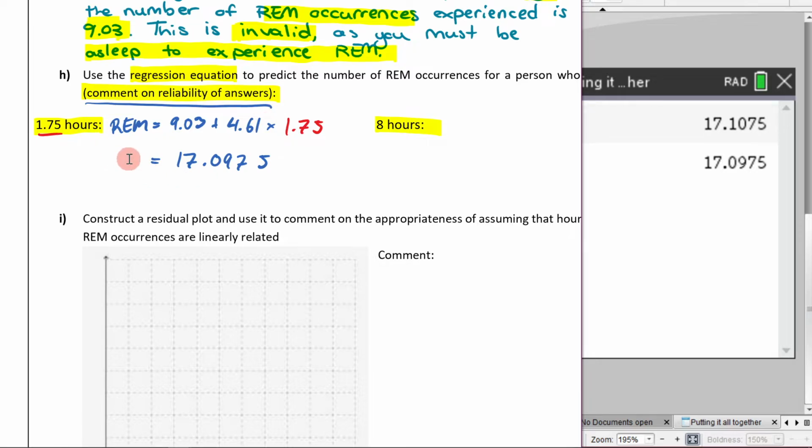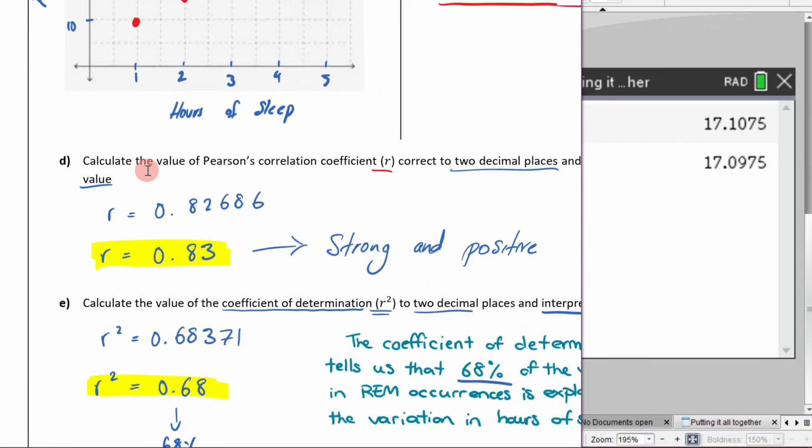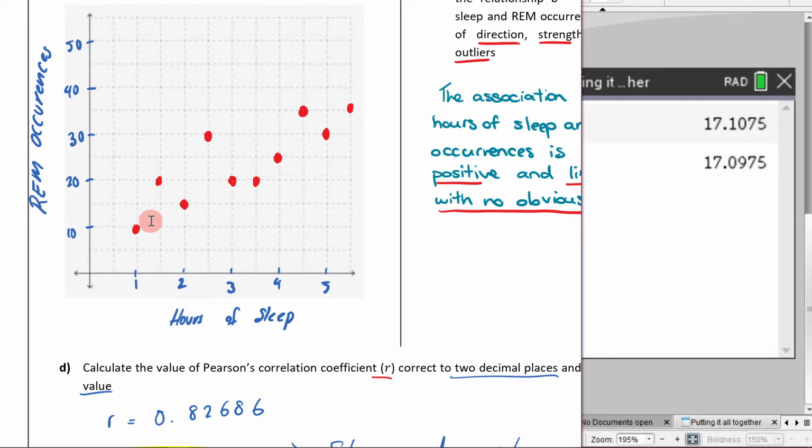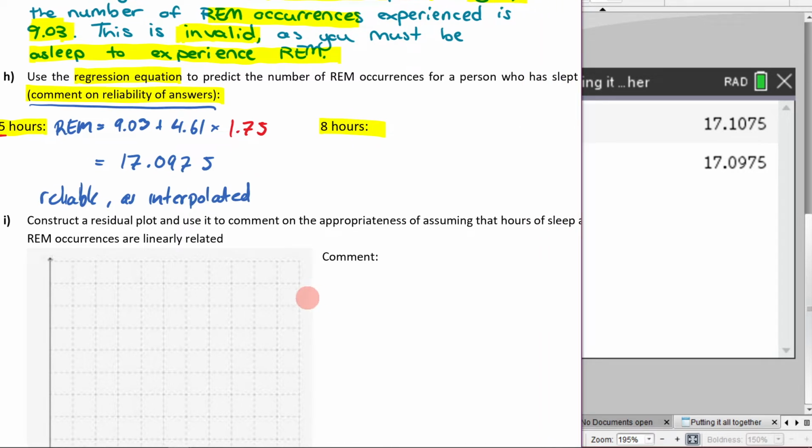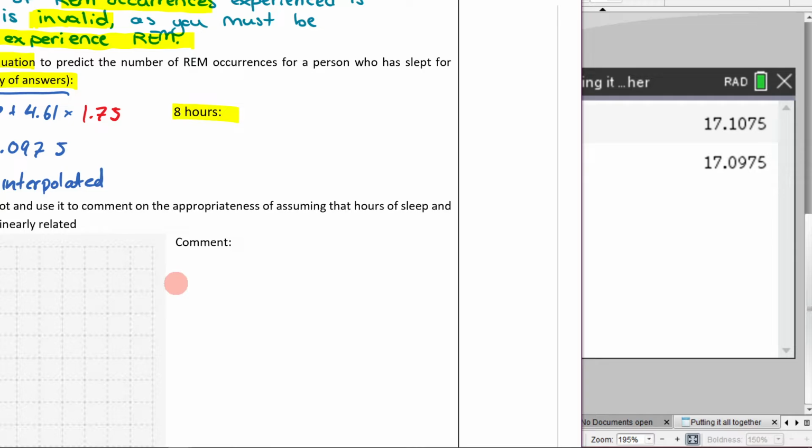Now, it also wants me to comment on the reliability of the answer. Well, if it's 1.75 and I come up and I look at the little scatter plot I made before, clearly 1.75 would be about here, and I'm within the data range. So that means this is reliable because it's interpolation. So let's come down here, and I'm going to write reliable as interpolated. Perfect. We now move on to the next one here, in which is dealing with 8 hours.